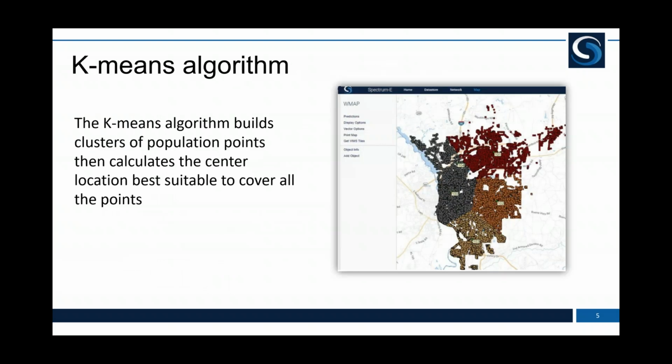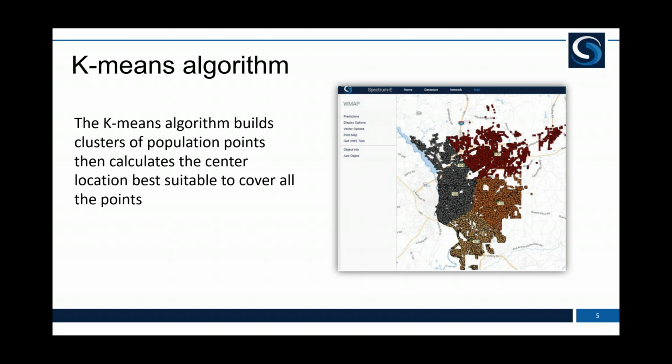So briefly run through the functions that we'll be using today at a high level, and then we'll get straight into the demo after that. So the K-means algorithm is used to build up from the population data, the population points that we put into the tool. It will build up clusters and then identify the best location to put a transmitter within those clusters.